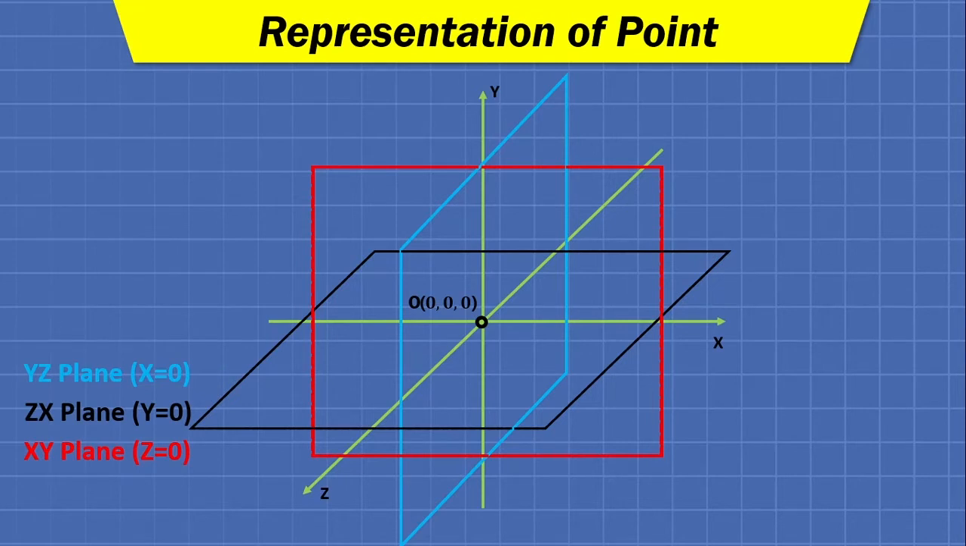Now the same point P, x1, y1, z1. If I want to represent the same point, then another method is to imagine our three surfaces at the origin. The yz plane I have shown in navy blue color, the xz plane I have shown in black color, and the xy plane I have shown in red color. So all these three planes are resting at 0, that is, the intersection of these three planes is the origin.